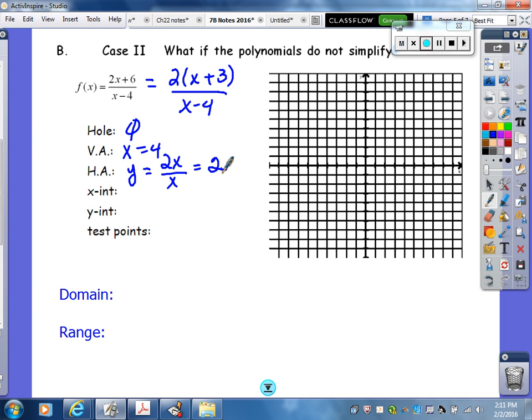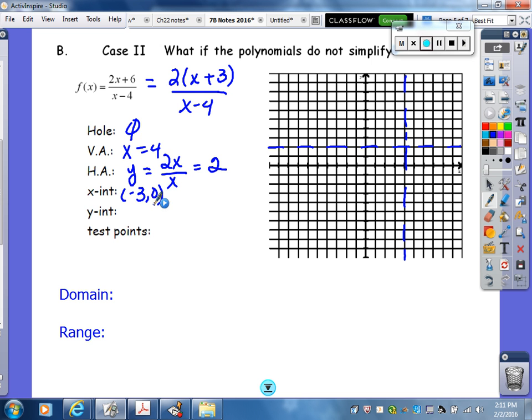So let's graph our asymptotes. So x equals 4 and y equals 2. Okay? All right, let's find our x-intercept. X-intercept, it's the 0 of the numerator. So what makes my numerator 0? Well, that's negative 3. So negative 3, 0.